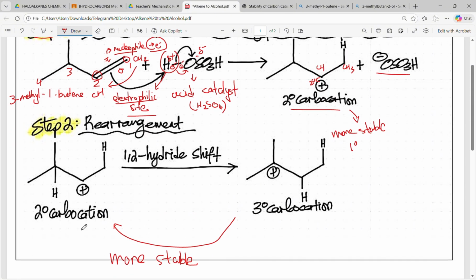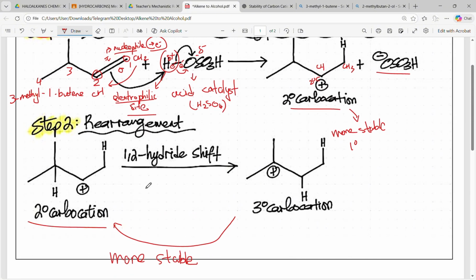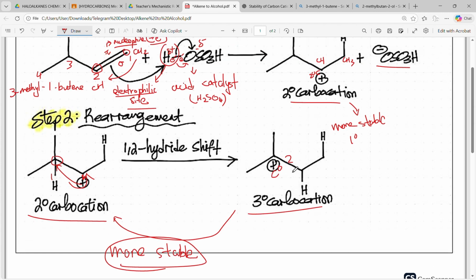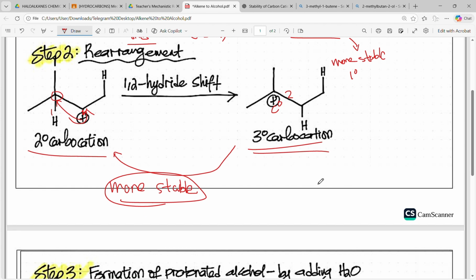So after we get a 2° carbocation, our step 2 is rearrangement. A 1,2-hydride shift occurs to form a more stable 3° carbocation. The H here is shifted to the carbon with the positive charge. So now the positive charge moves to the tertiary carbon to form a 3° carbocation.